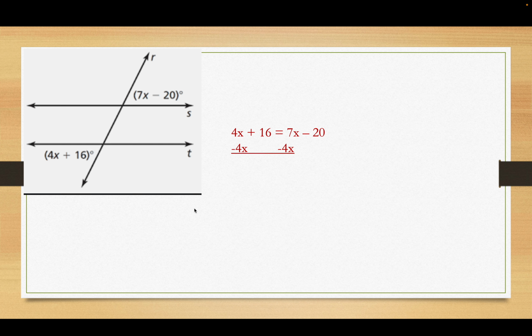Let's get the letters on one side, numbers on the other. Subtract 4x from both sides. I get 16 is 3x minus 20. Add the 20. 3x is 36. X is 12. Okay. X works out to be 12.